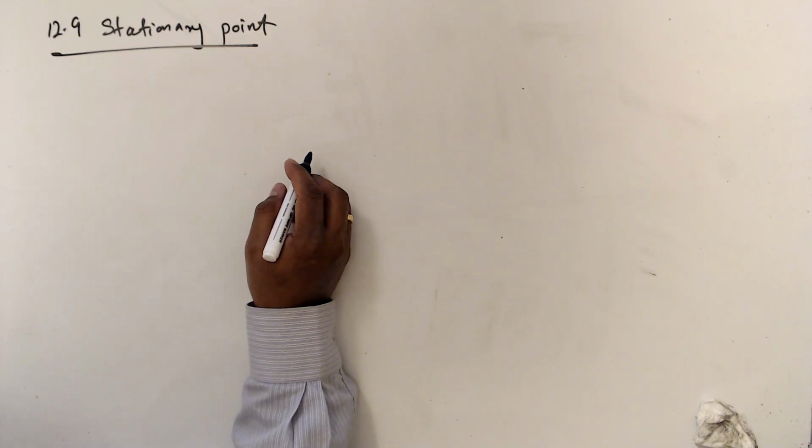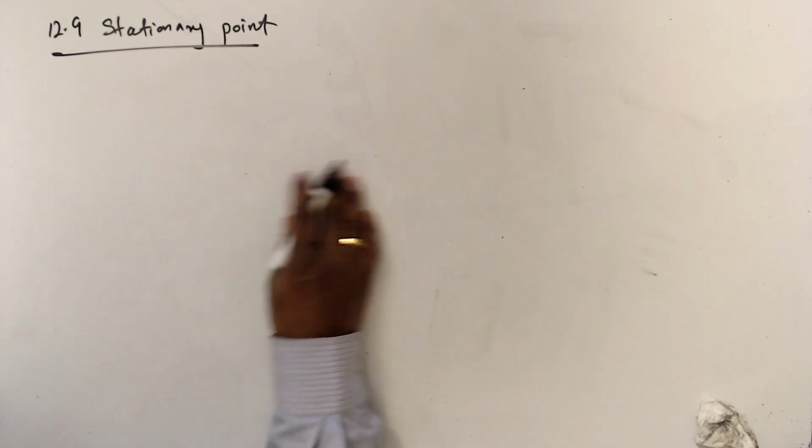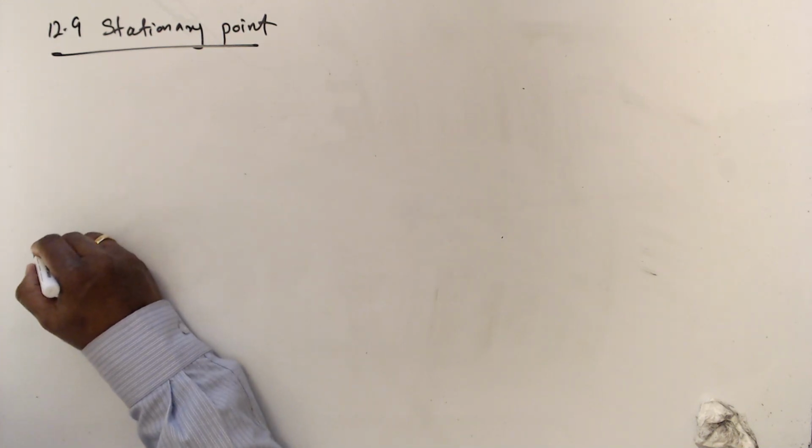Section 12.9 is stationary points. First of all, let me draw a curve.